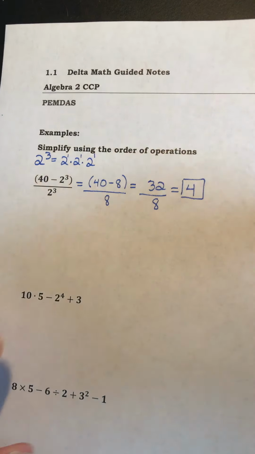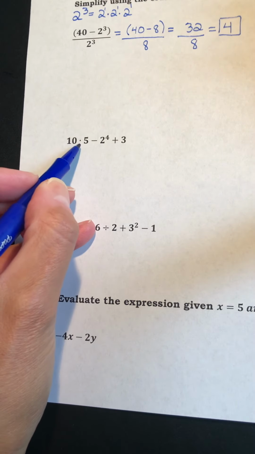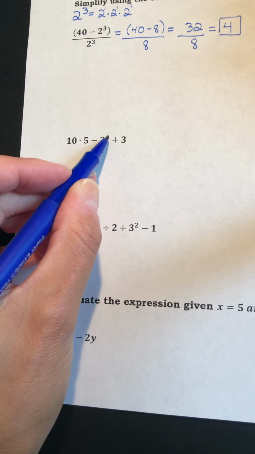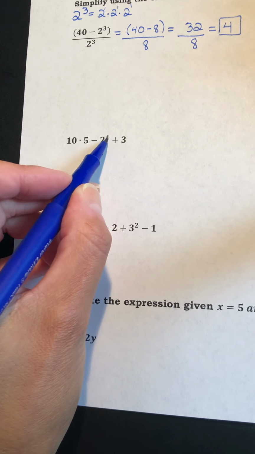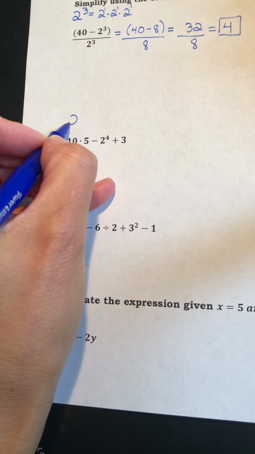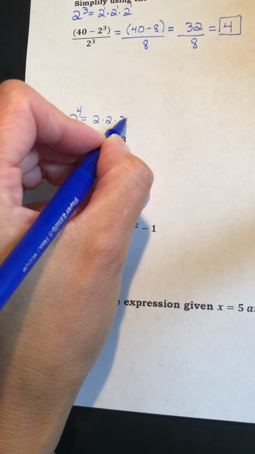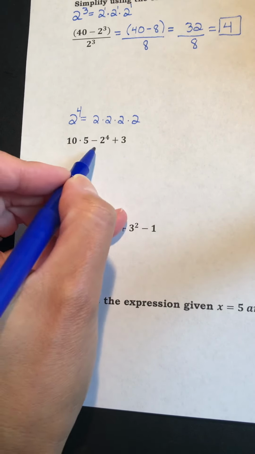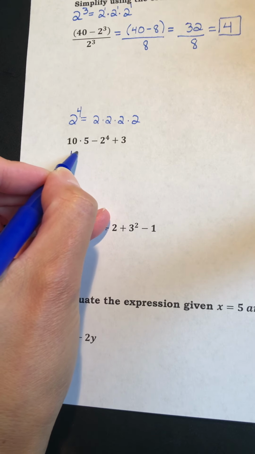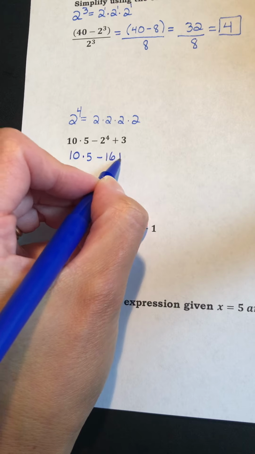Okay, let's look at our next question. I'm going to scroll down a little bit. The next question is asking us to evaluate 10 times 5 minus 2 to the 4th plus 3. So I don't see parentheses, but I see exponents. Remember, 2 to the 4th is really 2 times 2 times 2 times 2. So that's going to be 16. I'm going to rewrite my expression as 10 times 5 minus 16 plus 3.